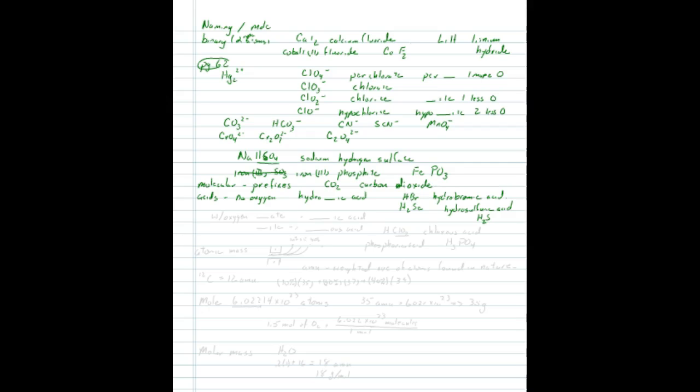If there is oxygen, and we're only going to do the ones with the ate and the ite, so if it's like sulfate or sulfite, the ate would go to blank-ic acid. The ite would be blank-ous acid.